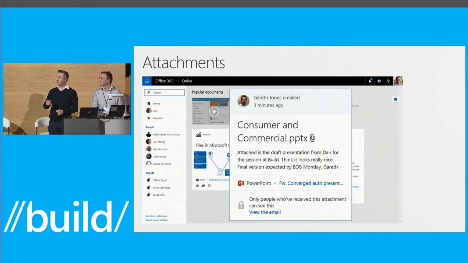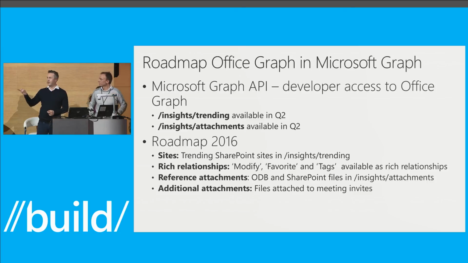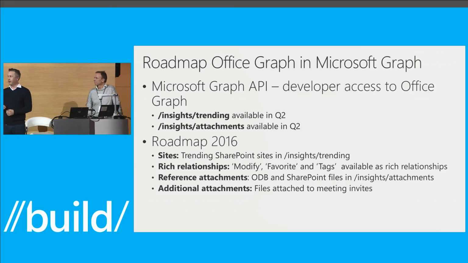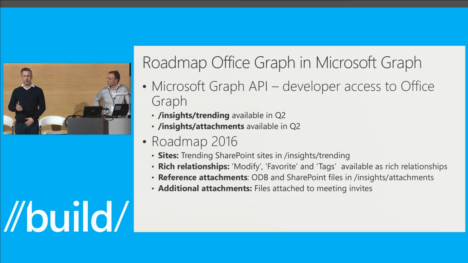All right, so let's briefly take a look at the roadmap. As we said, we're bringing these two to the Microsoft Graph API in Q2. So this is on this side of the summer. Later on, we were working with the SharePoint team to create trending sites inside of SharePoint Online. We're also looking at more rich relationships like modifies, favorites, and tags. You already find these in Delve. You will see them all over the suite.